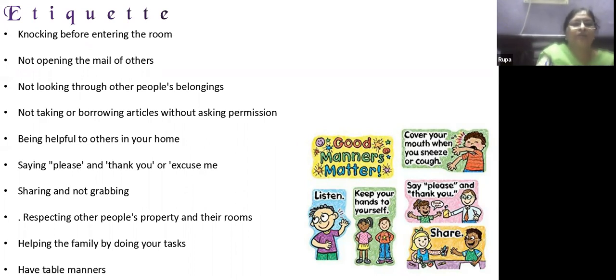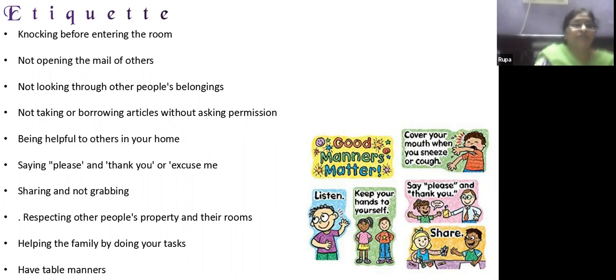Okay. And help your family by doing your task. Help your family members. Help your teachers in doing their work. In small ways you can help, such as communicating and passing on the information.